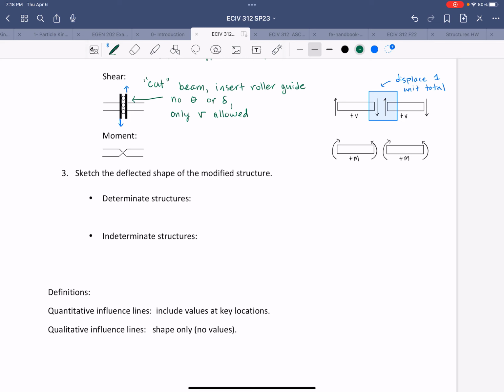For moment, if we're drawing the influence line for internal moment at any point along the beam, we're going to add a hinge at that location and then force it through a unit rotation. As you know, a hinge allows for rotation. The hinge can also displace vertically, right? But the two pieces have to stay together. So you can't have the differential displacement that we see in the roller guide. So I'll say add hinge and rotate 1 unit.